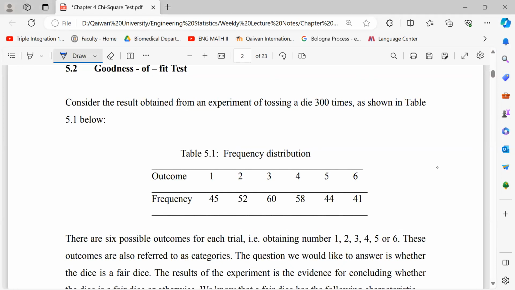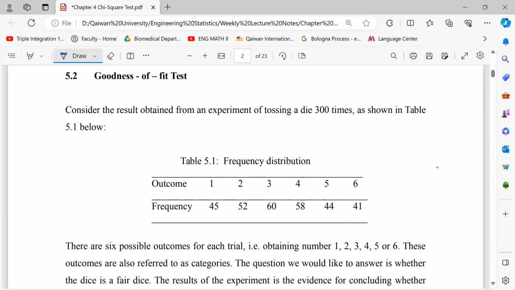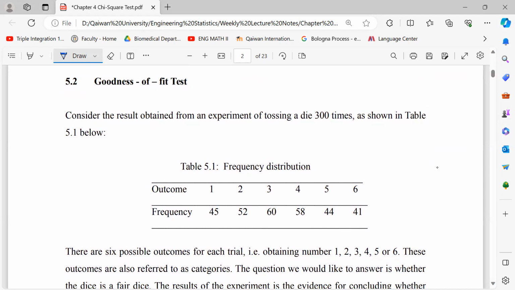First, we talk about goodness of fit tests. Here, it's important. We have a table that you need to create from the given data. It's important to create that table, and I'll tell you how to create the table.